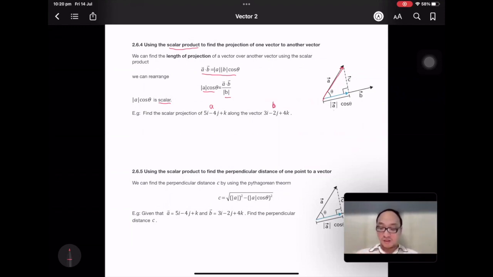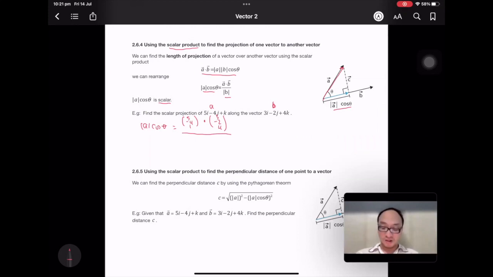So that means we are looking for A cos theta. So A cos theta as the scalar quantity equals A dot B. So we do the dot product: (5, minus 4, 1) dot (3, minus 2, 4), over the magnitude of B.